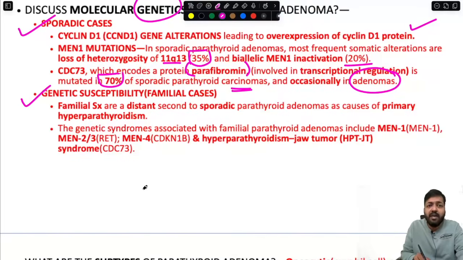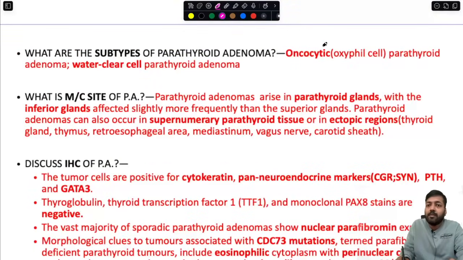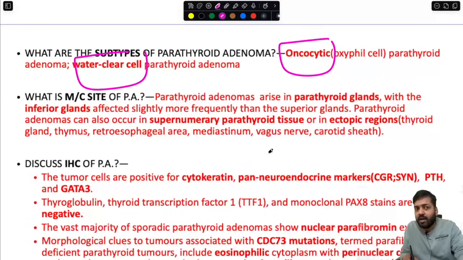The genetic susceptibility is there. Familial syndromes are a distant second to sporadic parathyroid adenomas as causes of primary hyperparathyroidism. The genetic syndromes associated with familial parathyroid adenomas include MEN1 syndrome, MEN2 or 3 syndrome affecting the RET oncogene, MEN4 affecting CDKN1B, and hyperparathyroidism-jaw tumor (HPT-JT) syndrome affecting the CDC73 gene. Okay. Now, what are the subtypes of parathyroid adenoma? We have two main subtypes: one is the oncocytic or oxyphil variety, another is the water-clear cell variety.